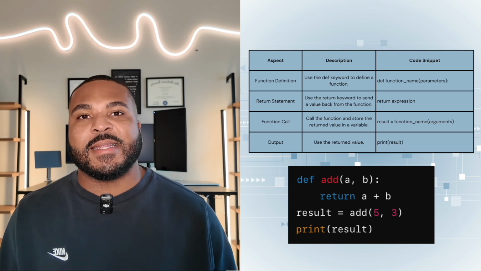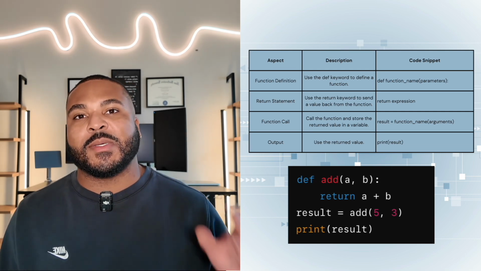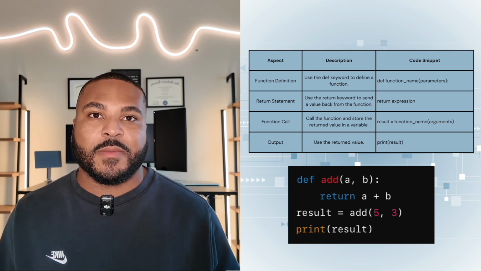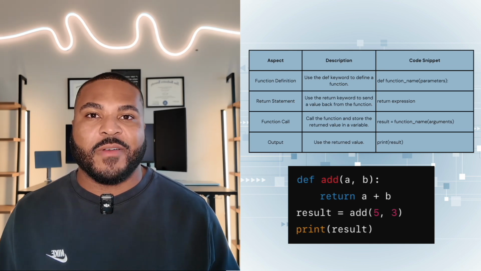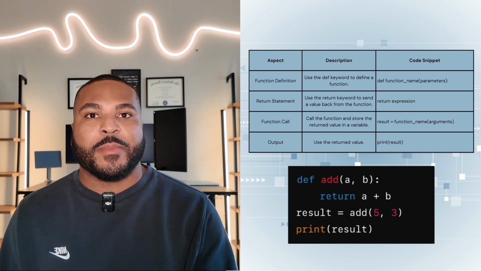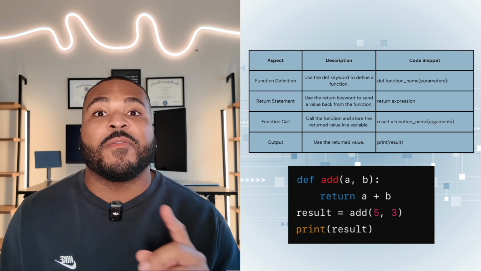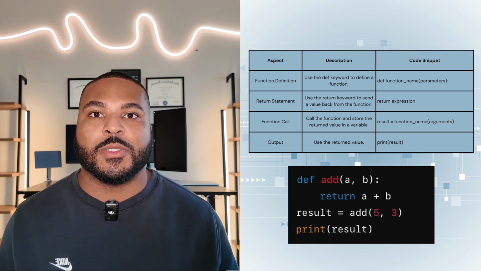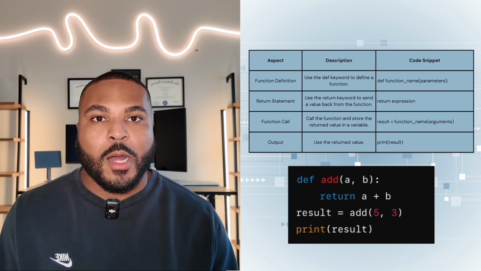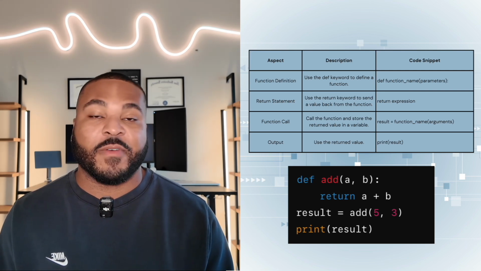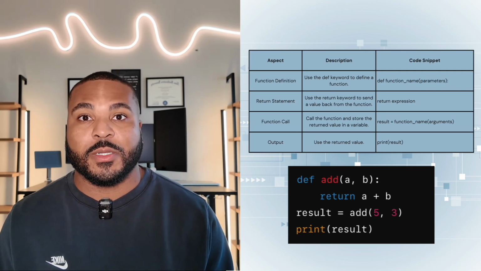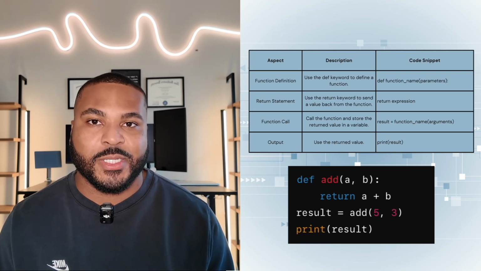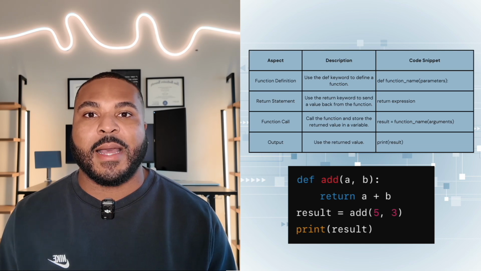All right, so now let's combine all these steps into a complete example. With the function add, we will return a plus b. In this example, we define a function named add that takes two parameters, a and b. So the function calculates the sum of a and b and returns the result using the return statement. And then when we call add 5, 3, the function calculates 5 plus 3 and returns the result, which is 8. We can store this result in a variable named result and then print it. So when we run the code, it'll output 8.